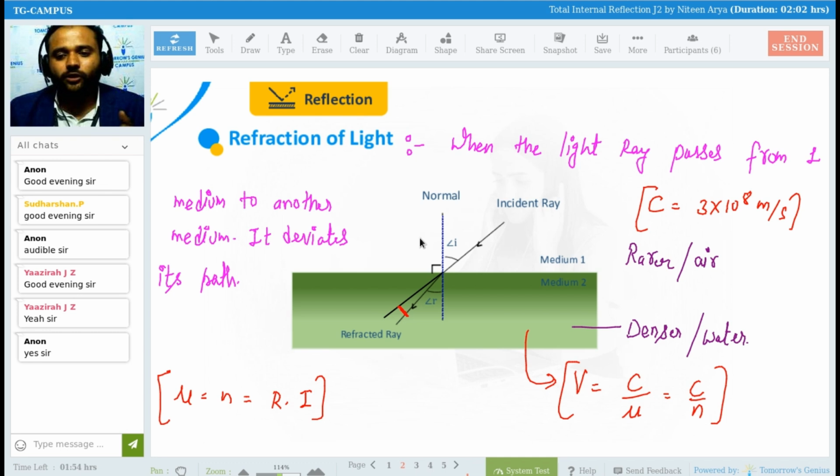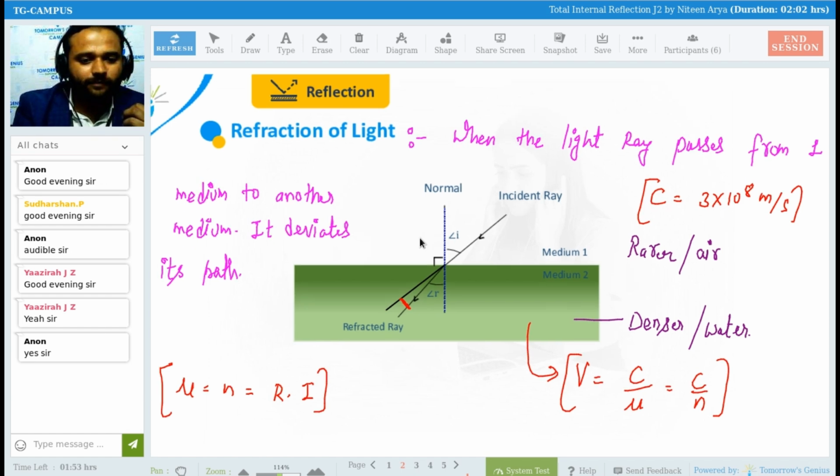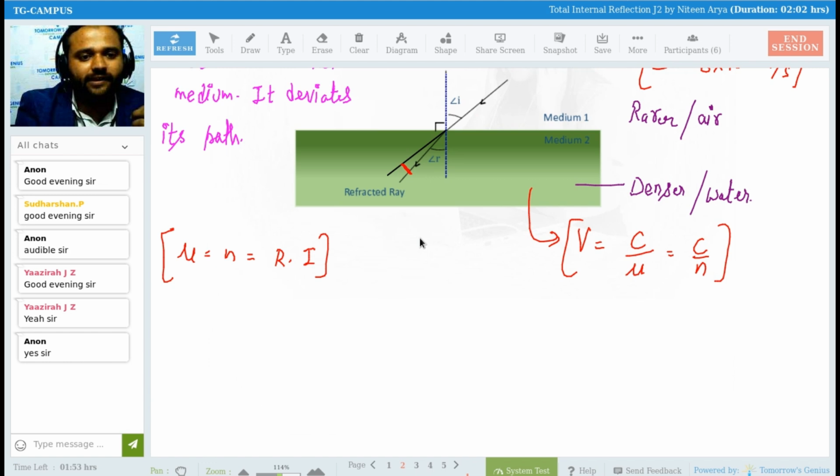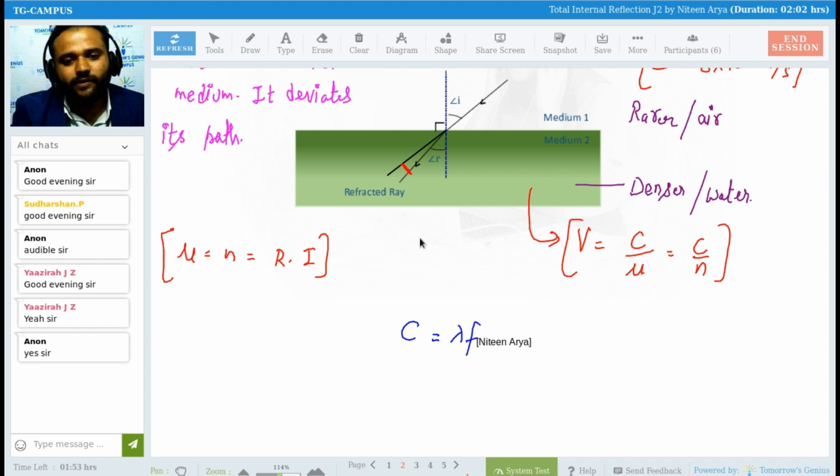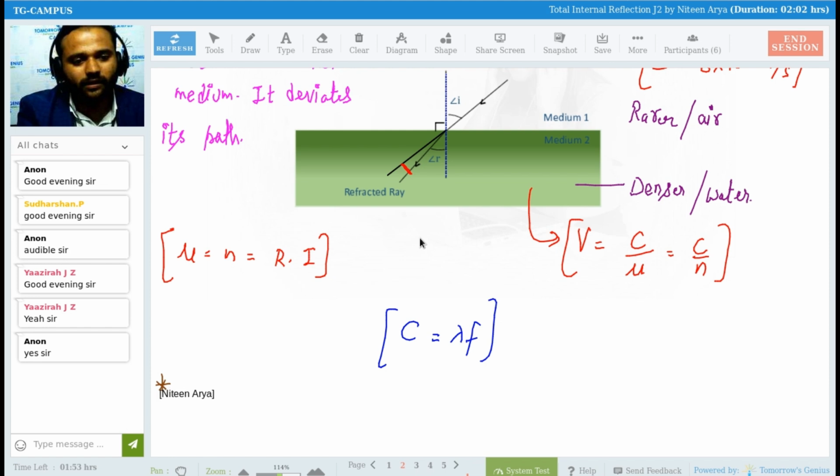Clear? So due to the denser medium, the speed of light in general is going to change. And we know from the previous classes, in EM waves, that the speed of light is lambda into f. Remember? Or do you understand it this way? So in refraction, I can give you a note here.